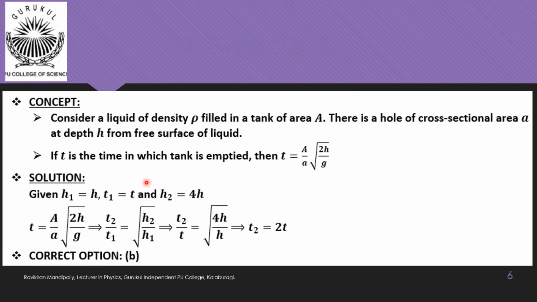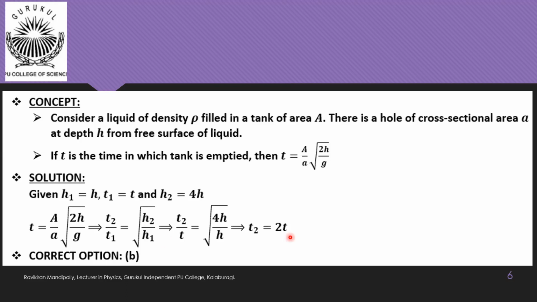So here they are asking about the time taken for the tank to get empty, for which we just now derived the formula, T is equal to capital A by small a into root 2h by g. Here we have to apply this in two cases. In the first case, h1 is equal to h, t1 is equal to t, and h2 is equal to 4h, and you should find t2. So from this expression, we write the ratio t2 by t1. Since capital A, small a, and g are common, they will get cancelled out, and only h2 and h1 remain, so t2 by t1 is equal to root of h2 by h1. Substituting the given values, we get t2 by t is equal to root of 4h by h, and simplifying, you get t2 is equal to 2t.